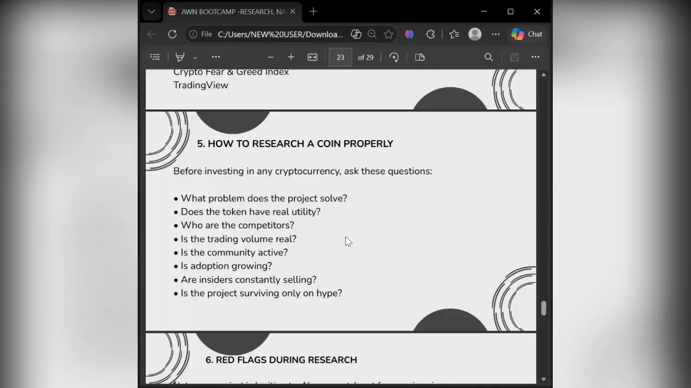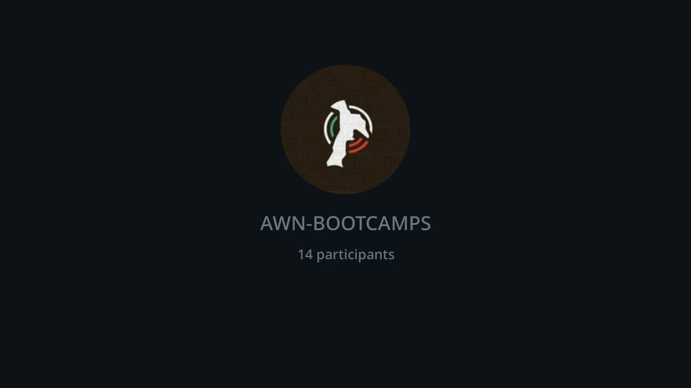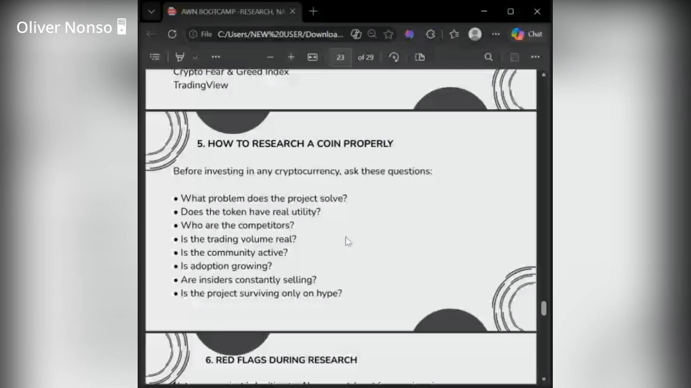So before going into a project, there are questions you should ask. What problem does this solve? Does the token have real utility? Who are the competitors? Is the trading volume real? Is the community active? Is the adoption growing, or is it a narrative that is already fading off? Just like after the NFT frenzy, people started creating their own NFTs, or after the whole tapping frenzy, after Notcoin and TapSwap, the other ones came up.